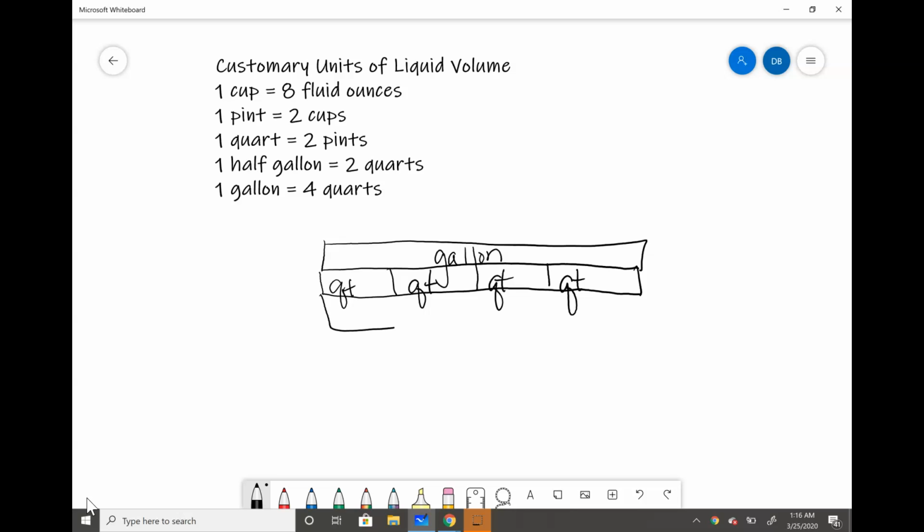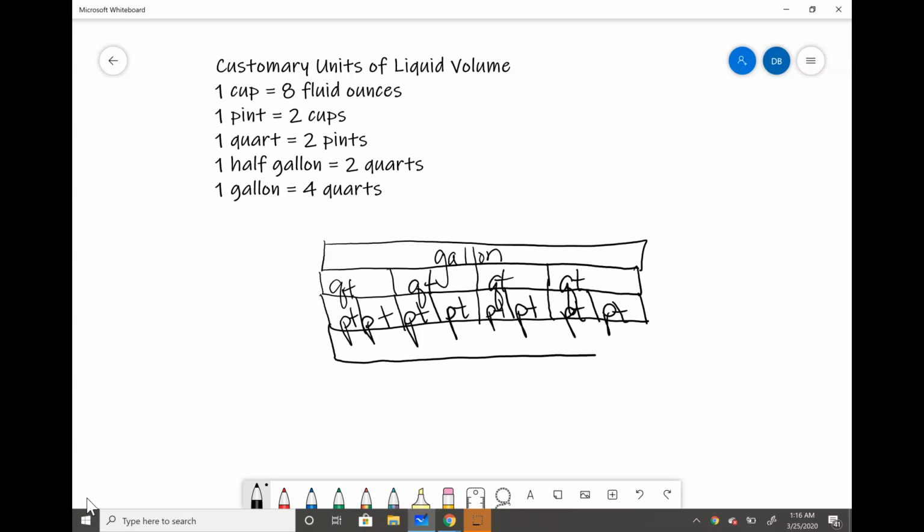Now, if I needed a smaller amount of liquid, gallon's the greatest, then quart. Something a little bit smaller would be pints. So in each quart live 2 pints. Inside of each quart there are 2 pints. And so 1 quart is the same as 2 pints. Then inside of each pint there are 2 cups. 2 cups is the same as 1 pint.